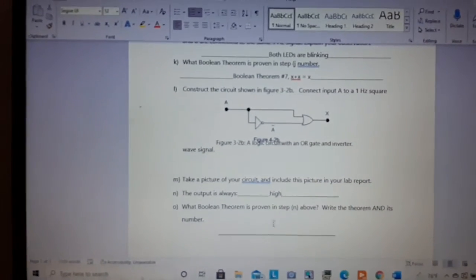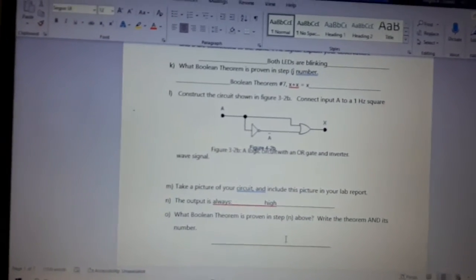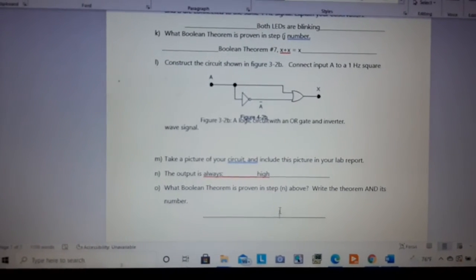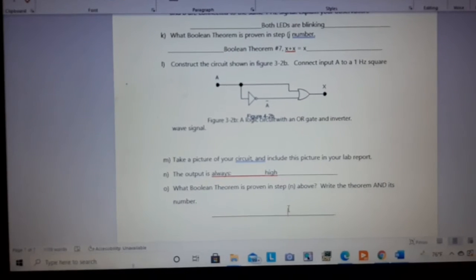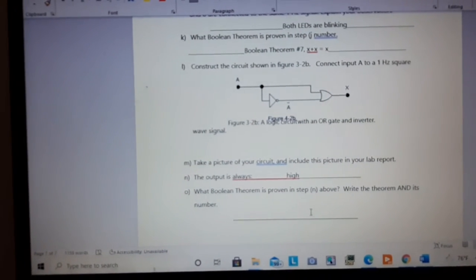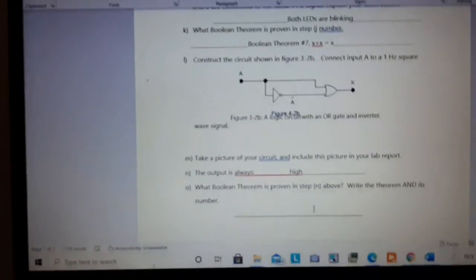What Boolean theorem is proven in step N? Since they're both connected to an inverter, it's going to be Boolean theorem number 8, which is X or inverse of X is equal to 1.